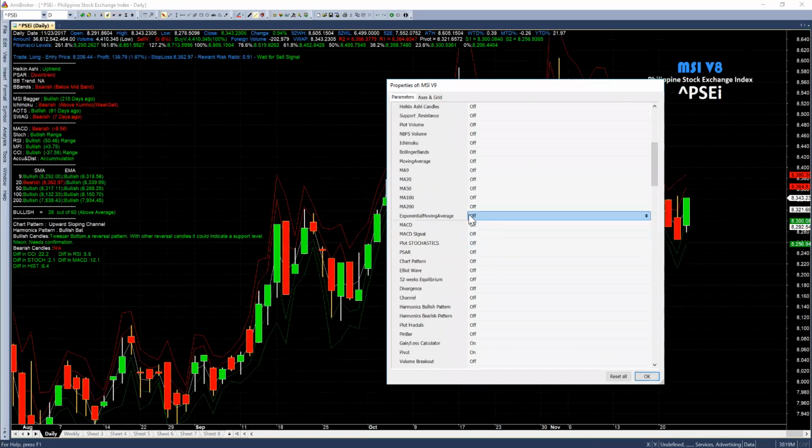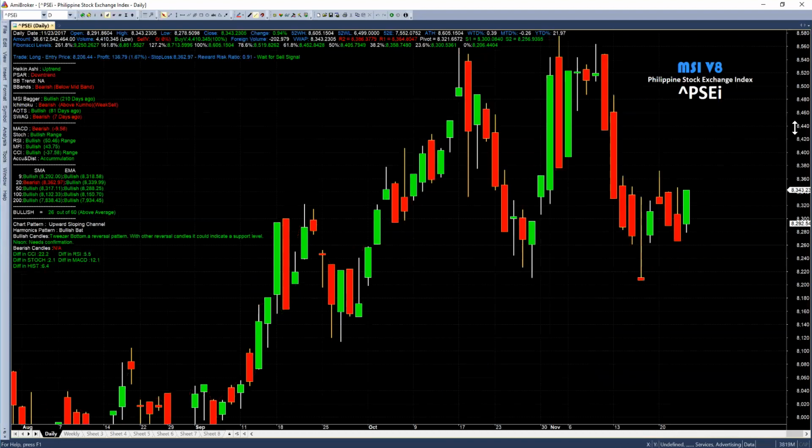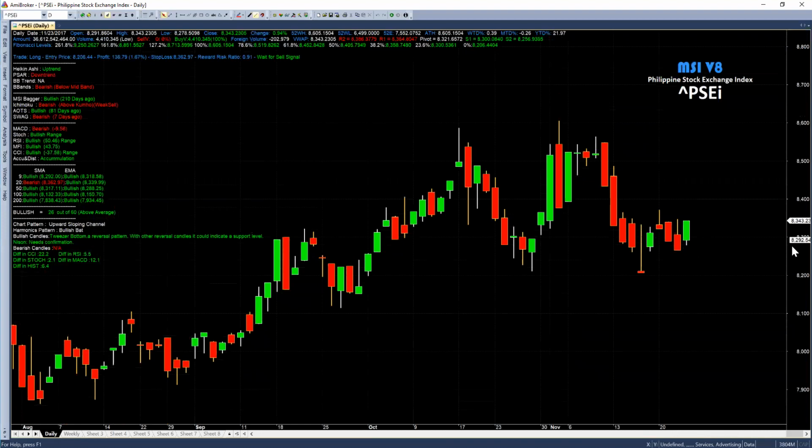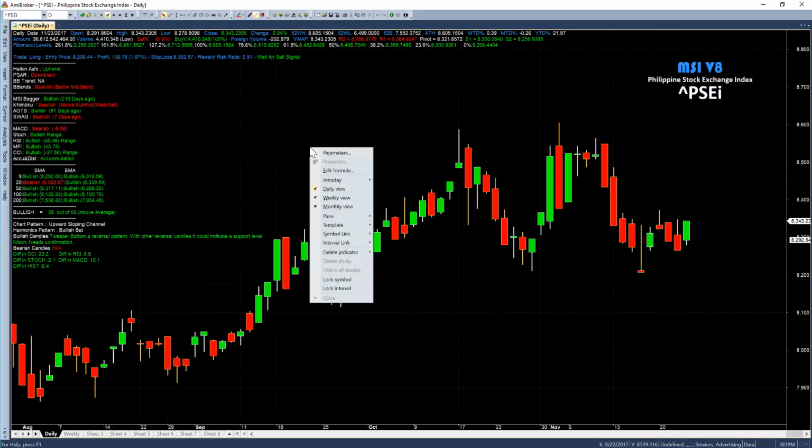Okay, so that's for your pivots. Let me just close the pivot. Tapos, meron din tayo ditong Fibonacci levels. As you all know, Fibonacci levels is very important kasi this is one tool na matutulungan kayo to identify your support and resistance levels din.